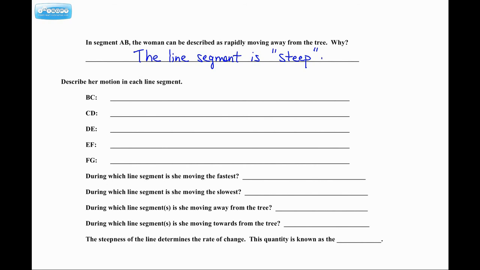Right. So let's describe her motion in each line segment. So look at what's happening B to C. Well, between B and C, we have a change in time, but notice how her distance actually doesn't change at all. The graph does not move up or down. So that means as time goes on, she's not moving at all. So she's motionless. So we'll say briefly, standing still. In other words, not moving.